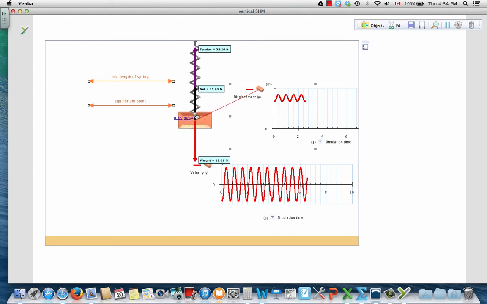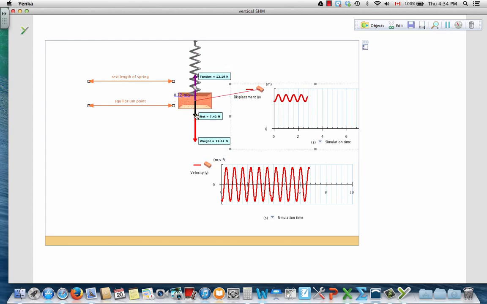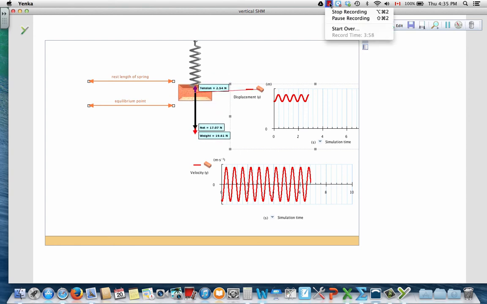And so once again, we just want to have a good feel for how the forces vary throughout the motion, and also what the graphs of position and velocity look like. And once again, there's some questions to answer in the textbook based on this.